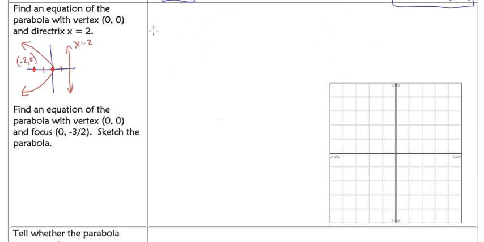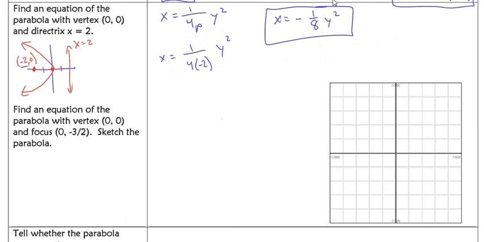Now we know that since it's opening to the left or to the right, the x and y get swapped around. So we've got x equals 1 over 4p times y squared, and p this time is negative 2. So x is equal to 1 over 4 times negative 2 times y squared, meaning we end up with x equals negative 1/8 times y squared, which should make sense. It's a negative number, so it's going to be opening off to the left instead of to the right. But there's our equation.